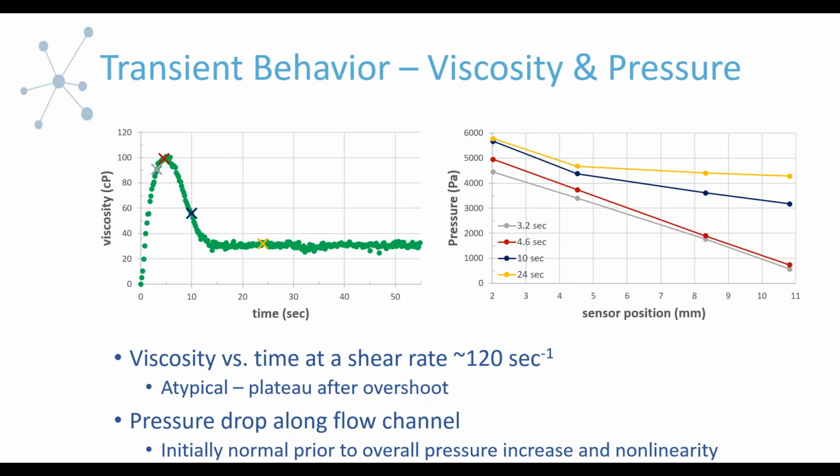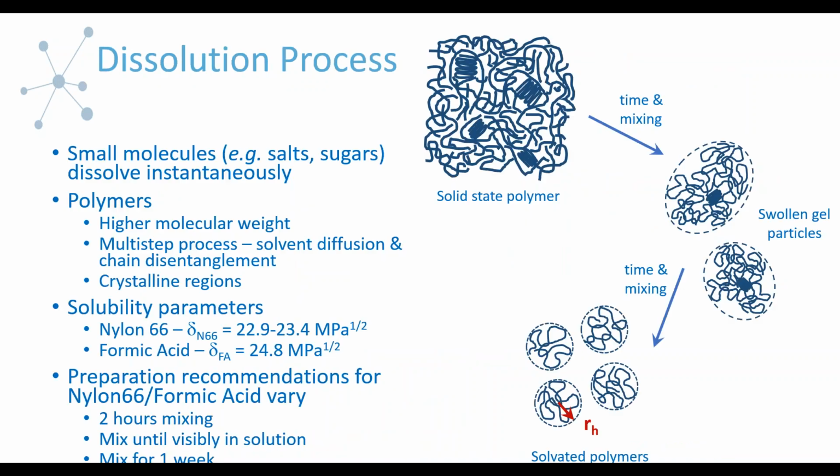This leads us to start questioning what's happening, and the fact that we start seeing this improper pressure drop across the flow channel, this overshoot, leads us to believe that there are some inhomogeneities in the flow channel as the sample's flowing along, and we're not getting a consistently developed profile along the length of the channel. So let's think about how we prepped our samples. We have these polymers that start in the solid state, and we have to consider the dissolution process when we're thinking about how we prep these.